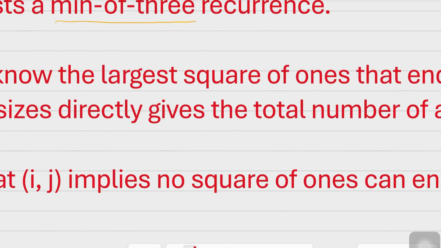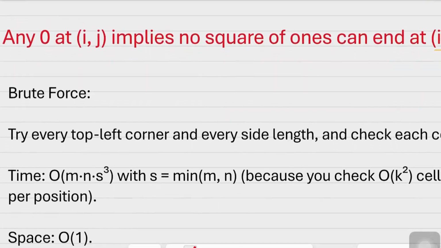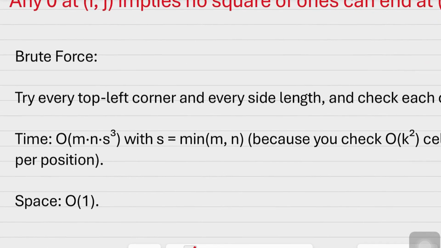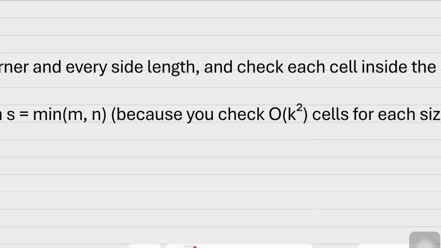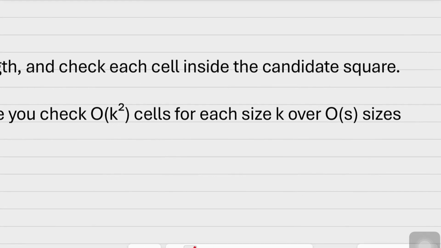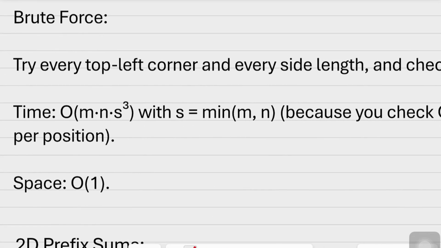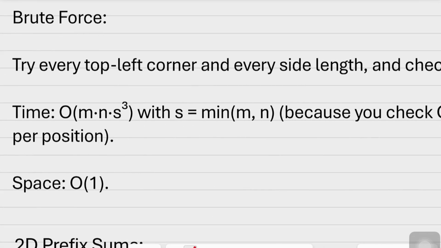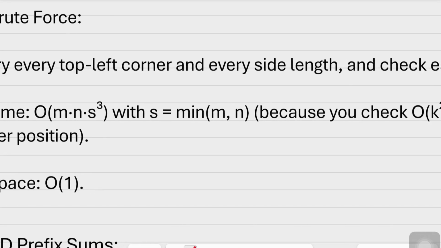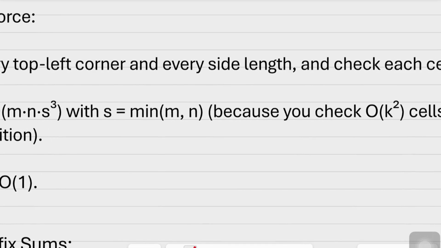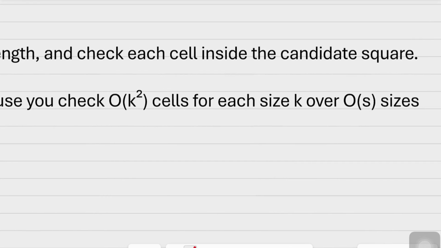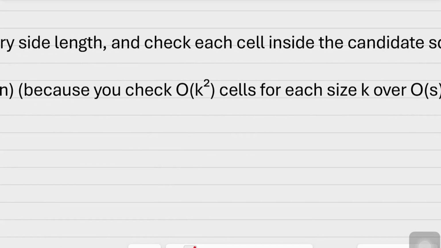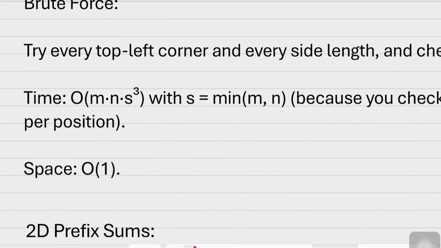Let's see the naive, brute force, intuitive approach. Try every top left corner and every side length, and check each cell inside the candidate square. Time: O(m times n times s cubed), with s equals min(m, n), because you check O(k squared) cells for each size k over O(s) sizes per position. Space: O(1).